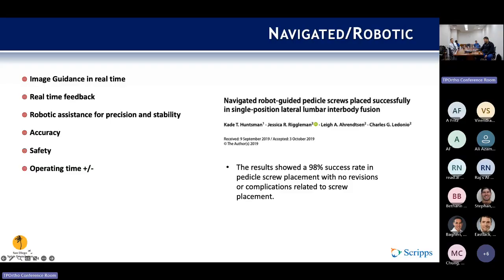And then this paper here, what they did was focus on robotic navigation for a single position lateral lumbar interbody fusion with percutaneous pedicle screw placement. What they found was a 98% success rate in terms of the pedicle screw placement, with no revisions or complications related to screw placements with their robot guided pedicle screw placements.